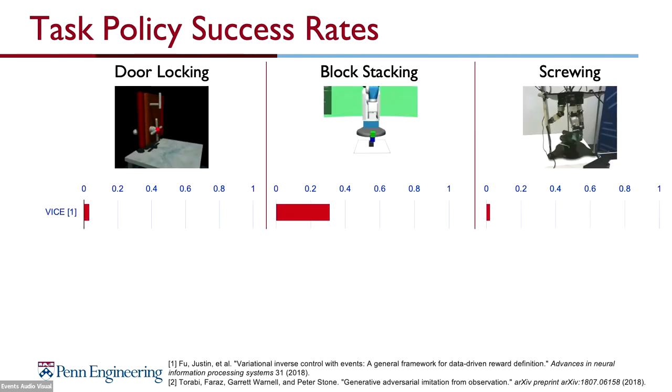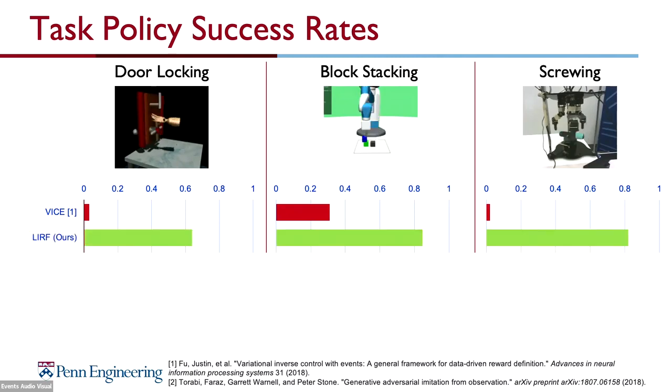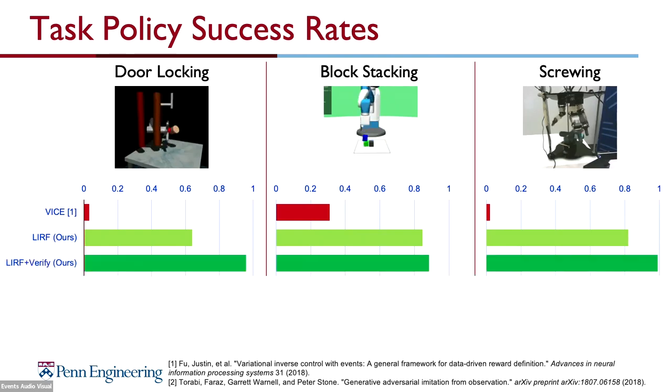Of course, we also evaluate our method quantitatively against several baselines. As all these tasks are designed to be partially observable, the baseline image-based exemplary reward method VICE performs poorly. On the other hand, our method LIRF is able to solve all of them with significantly higher success rates. Furthermore, if we allow LIRF to keep trying until the evaluation policy is happy, we can get better performance.